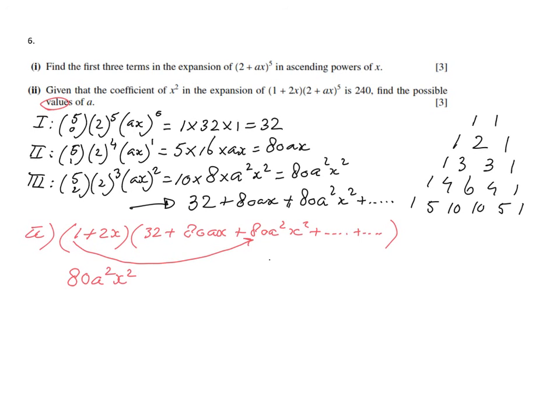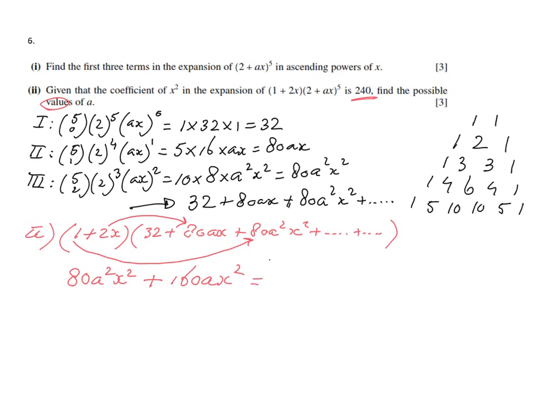But I'm going to get another term in x to the power 2 because I have here 2x. And 2x times 32 is 64x, not x to the power 2. However, 2x times 80ax is going to give me a term in x to the power 2, because that will be 160ax squared. Fantastic. And 2x times the next term is going to be x to the power 3, and 2x times the one after is going to be x to the power 4, not x to the power 2. Okay, so the coefficient of that is 240.